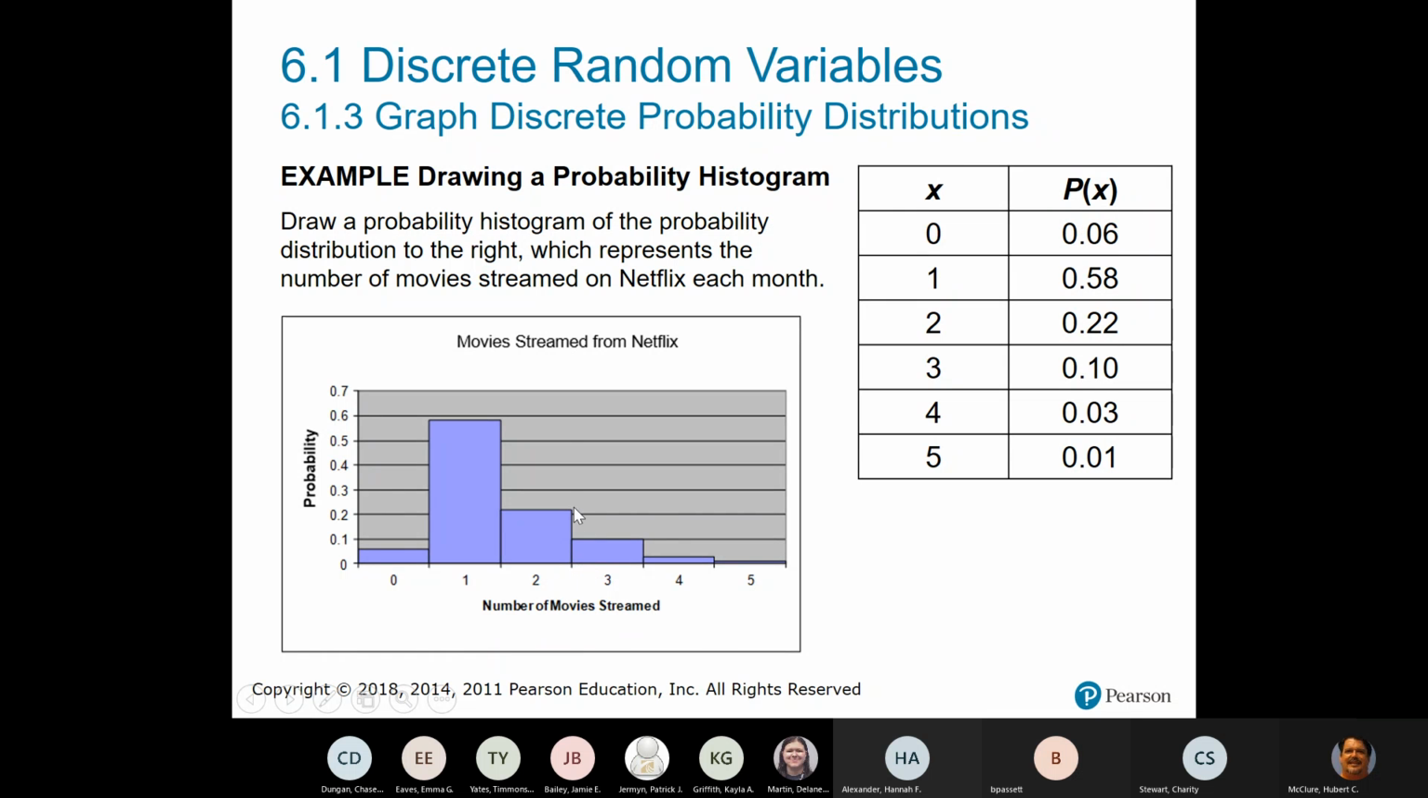And 2.5 is the middle because half between 0 and 5 is 2.5. So make a note that you can graph the probability distribution, and you can tell whether it's normal, skewed left, or skewed right. And in this case, it is skewed right.